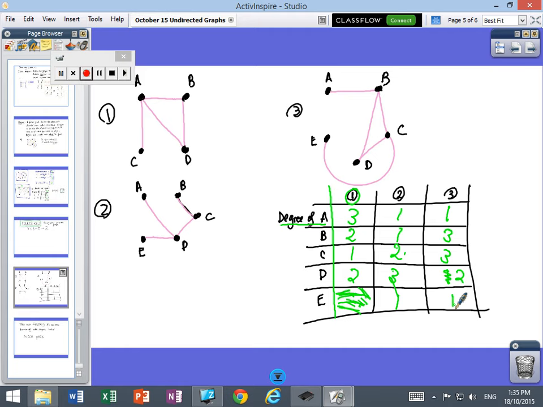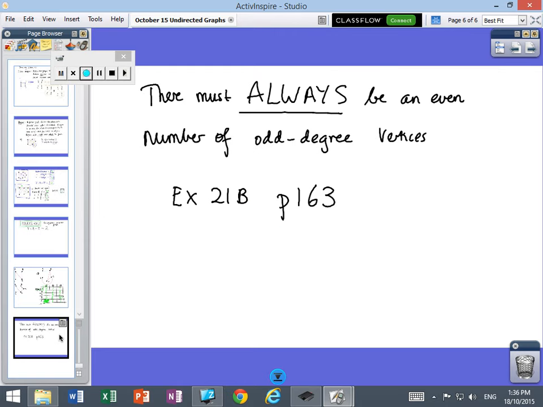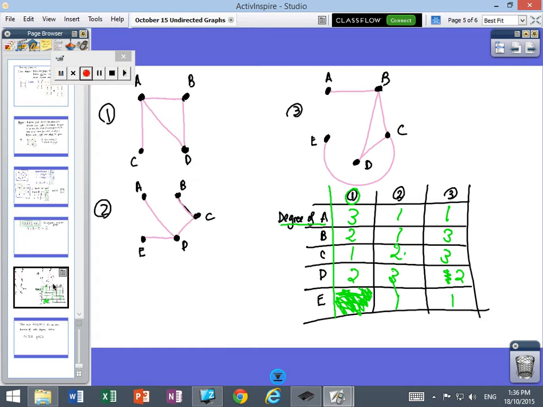Now, I guess I'd like you to see if you can see any relationship between these numbers. It actually is quite tricky. So the rule for this particular one, and you've sort of got to get your head around this, is as follows. For any connected planar graph, there are always an even number of odd degree vertices. So if I then come back here, how many odd degrees are there in graph 1?